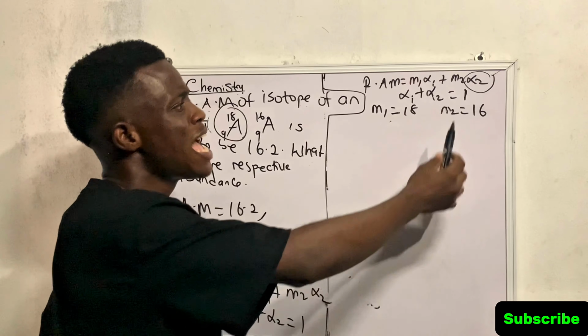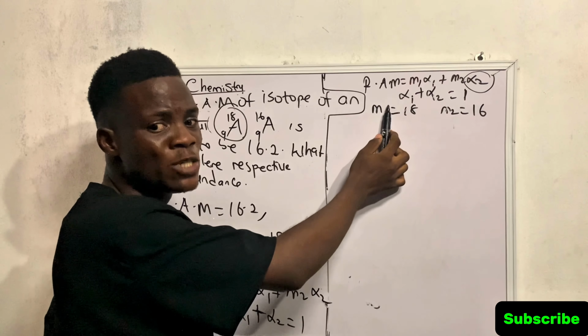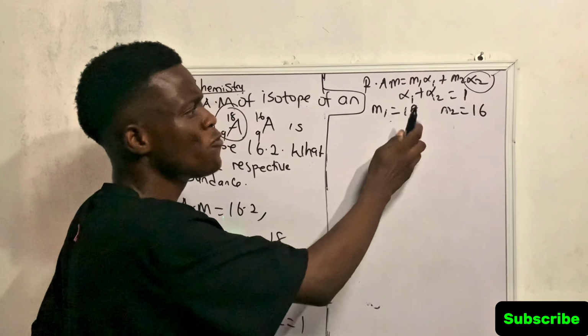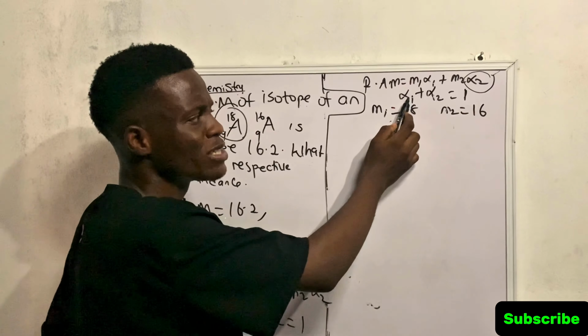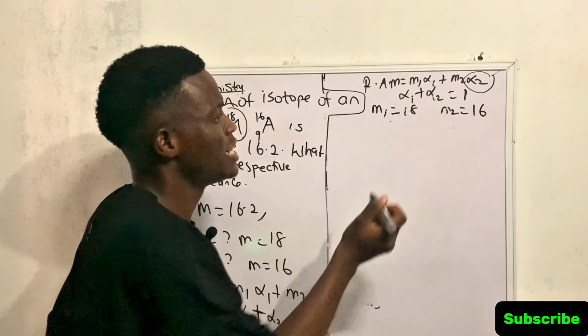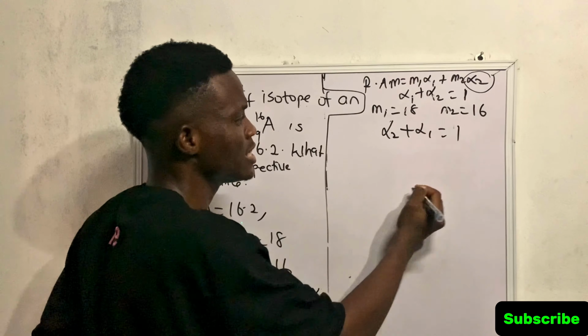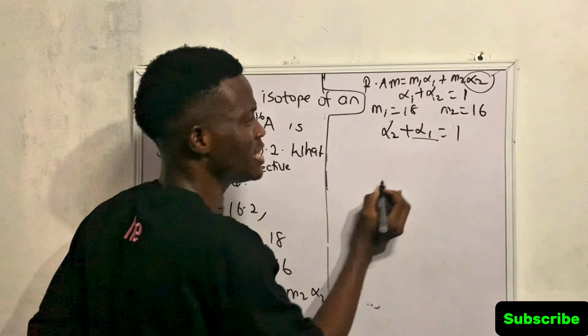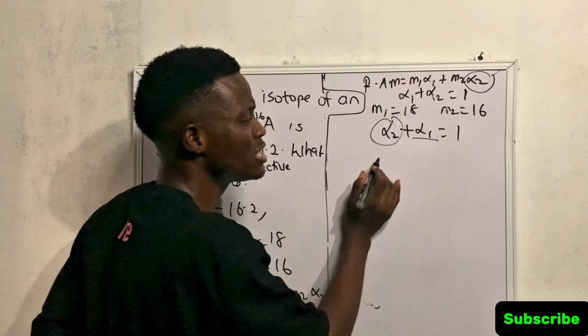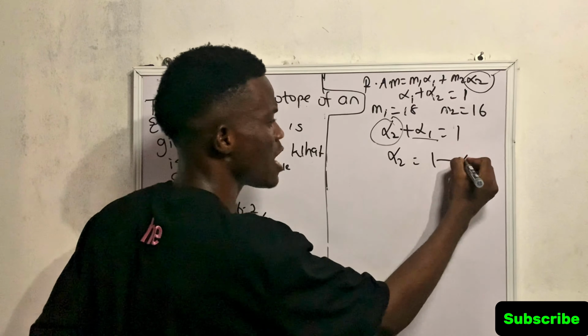Anytime I'm looking for alpha 2, you have to make alpha 1 the subject. So now I'm looking for alpha 1. That means I have to make alpha 2 the subject of the formula. That means I have alpha 2 plus alpha 1 is equal to 1, right? Because I'm looking for this, I'm going to make this the subject of the formula. That's going to be alpha 2 is equal to 1 minus alpha 1.